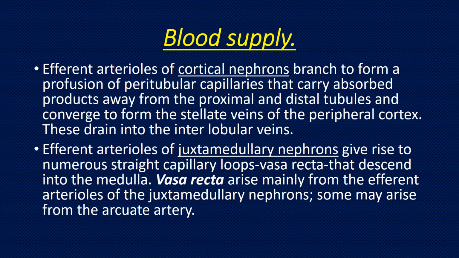Efferent arterioles of cortical nephrons will continue to peritubular capillaries and provide the absorption process, and will cover the proximal and distal tubules. And then they go to the interlobular veins. Efferent arterioles of juxtamedullary nephrons will form very straight capillary loops, the vasa recta, which then descend into the medulla. Vasa recta arise mainly from the efferent arterioles of the juxtamedullary nephrons. Some may arise from the arcuate artery.